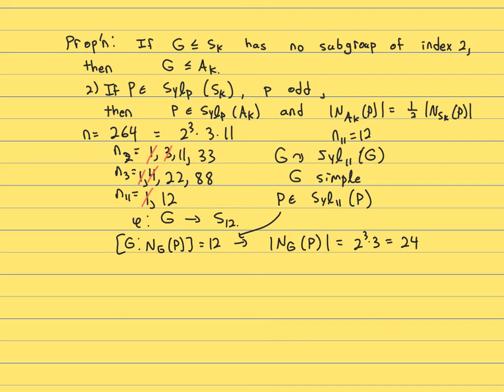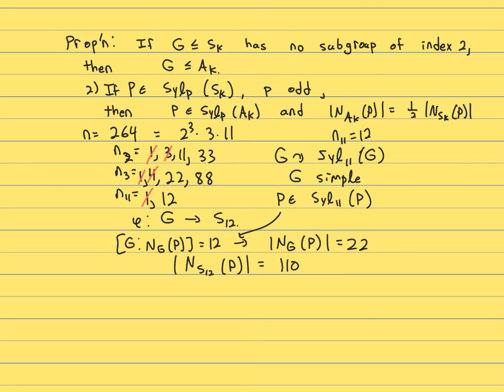No, wait, I'm being silly here. 12. When you divide this by 12, what should you get? 3 goes away. Yeah, you get 22. But what is the index in S12 of a group of order 11? We already calculated that. It was 110. And oops, you don't have a contradiction here.